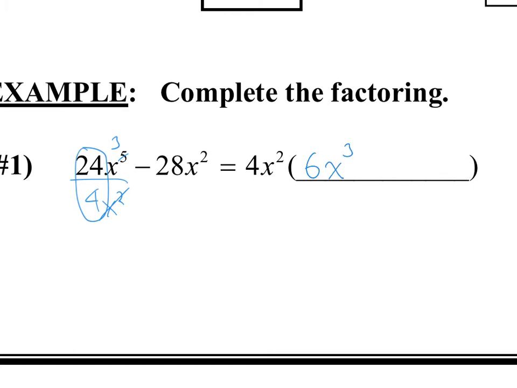And then what's negative 28 divided by 4? Well, that's negative 7. And what is x squared divided by x squared? Well, they're going to cancel out and go to 0, so you can just keep it as 6x to the third minus 7.